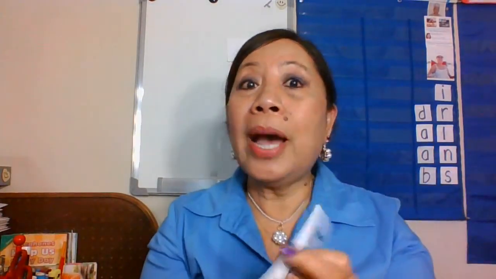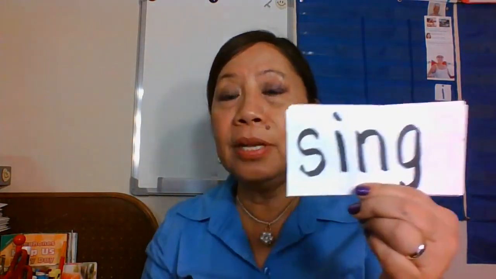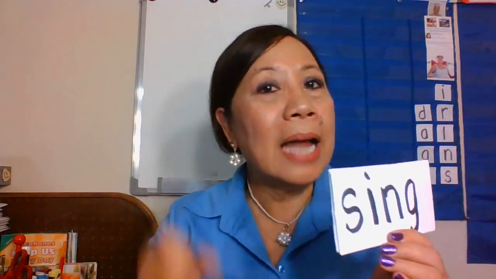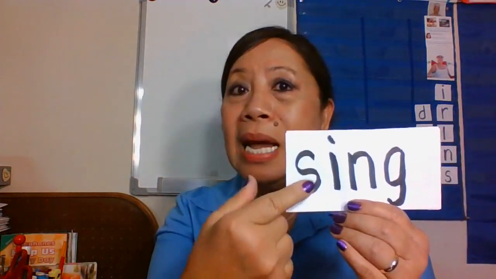Very good job. Now we are going to read the words again. All right. Let's clap on this word. Sing. Did you see me clap? Yes, I clapped. How many times did I clap? I clapped one time. Therefore, the word sing has one syllable.